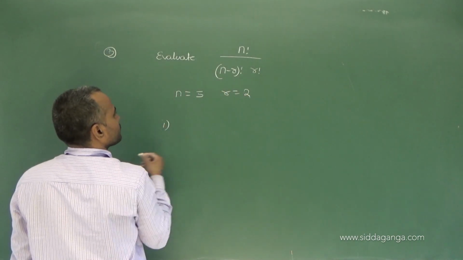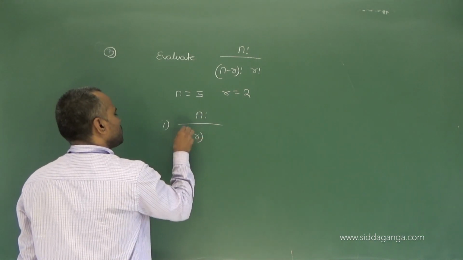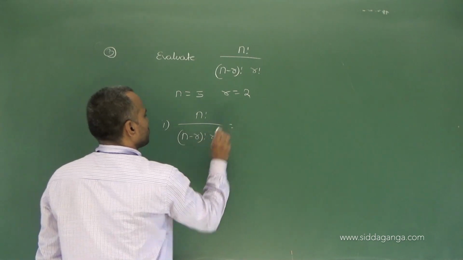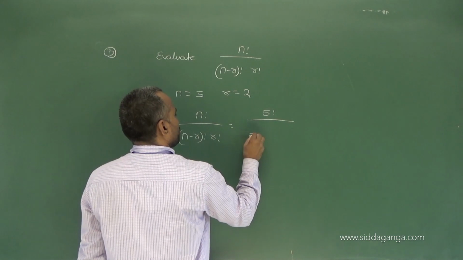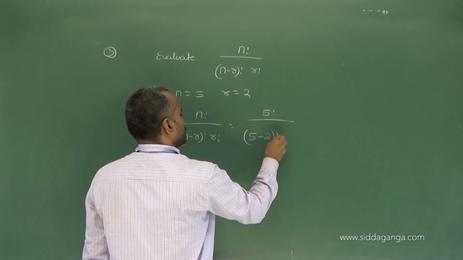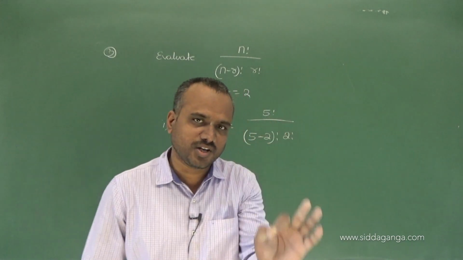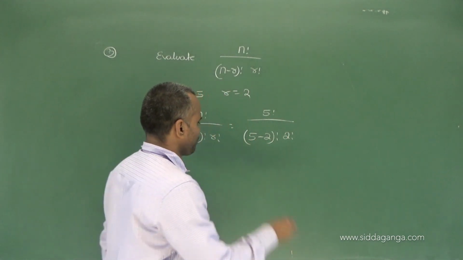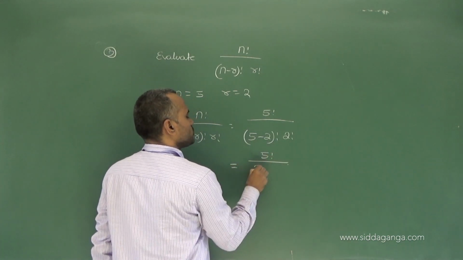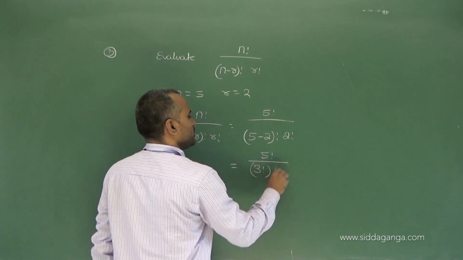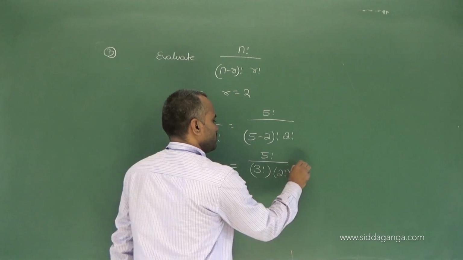So n factorial divided by (n minus r) factorial into r factorial is 5 factorial divided by (5 minus 2) factorial into 2 factorial. Correct? We substitute firstly the values of n and r. That is equal to 5 factorial divided by, 5 minus 2 is what? 3 factorial into 2 factorial.